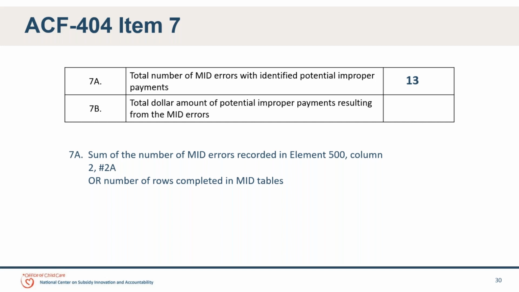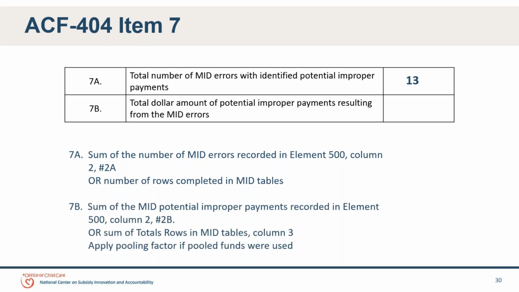7A is the sum of all of the figures that were recorded in element 500, column 2, number 2A. It's also the number of rows that were completed in all of your MID tables. So if you had one MID table with 2 rows completed, and then another one with 1 row completed, that would be 3, and then so on and so on. That's what you would need to sum up here. Our example state had 13 of these.